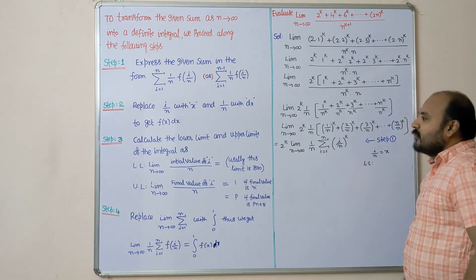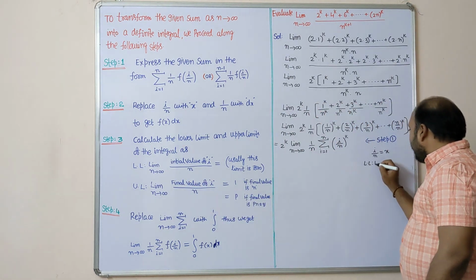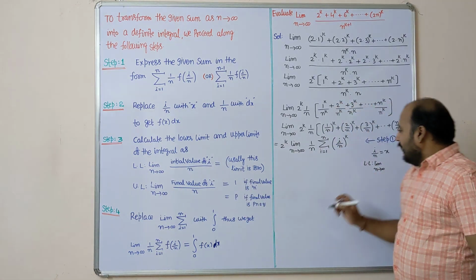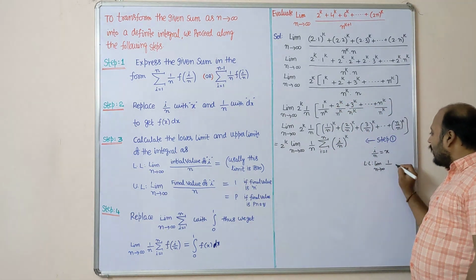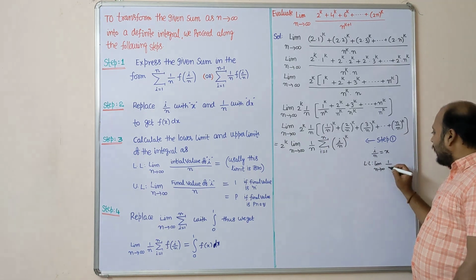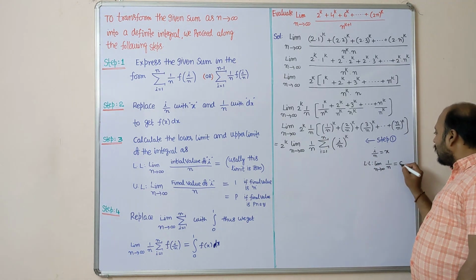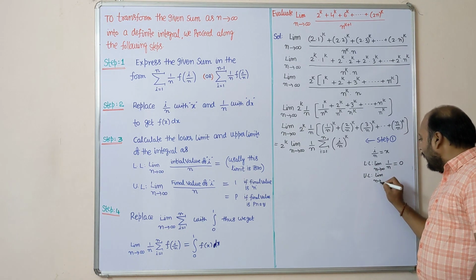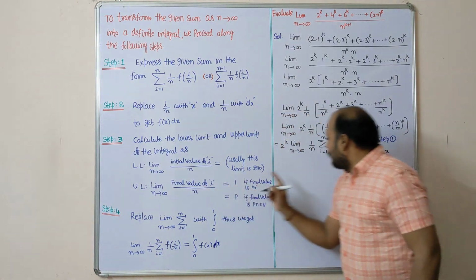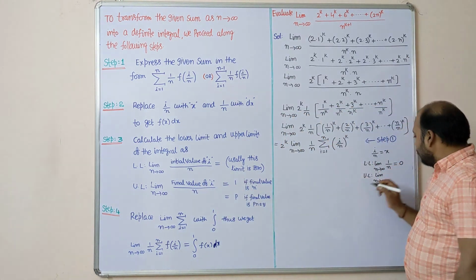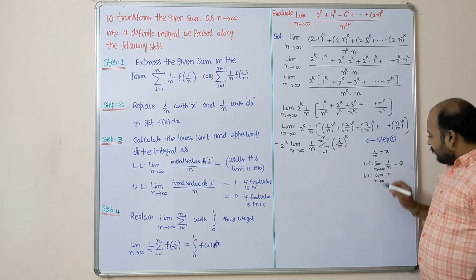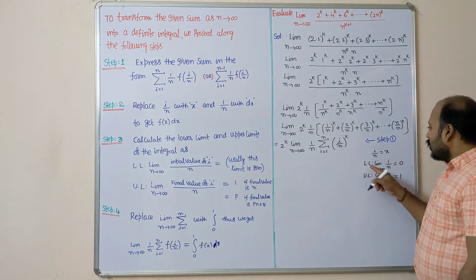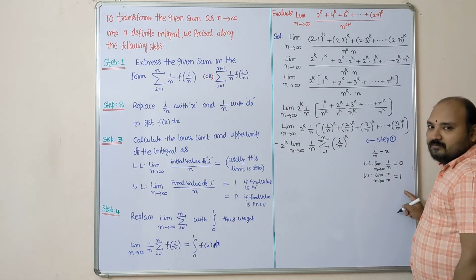Lower limit, n tends to infinity, initial value of i is what? 1. By total n, how many values are there? N tends to infinity, 1 by n value is what? 0. Next, upper limit, n tends to infinity, final value of i is what? N by n is equal to 1. Obviously we are getting as 1. So lower limit is 0, upper limit is 1.